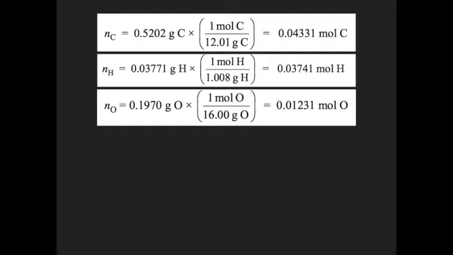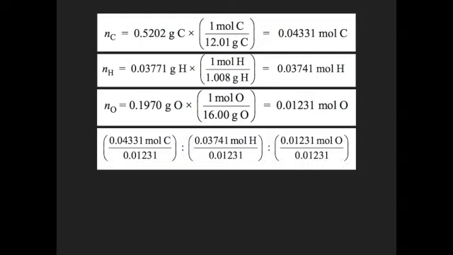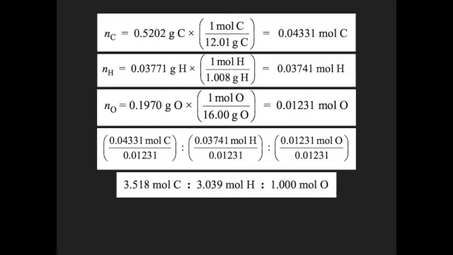Remember, what you have to do now is decide which of those is the smallest value, and that would be the moles of oxygen, the 0.01231. So I'm going to take all of those values for moles and divide it by the 0.01231. And that's exactly what I did there. Okay? And so what I get is 3.5 moles of carbon, 3 moles of hydrogen, 1 mole of oxygen.